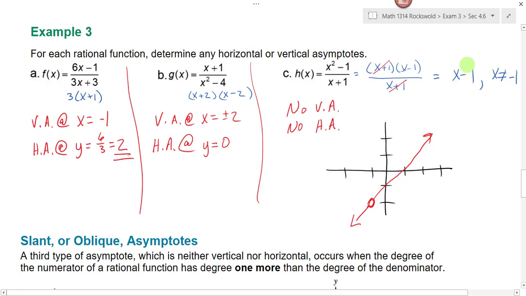So I graphed the linear function x minus 1 because that's my reduced fraction, and I just put a hole in that graph of that line y equals x minus 1 at the point x equals negative 1. Anytime you have a factor that cancels between the numerator and the denominator, that's where you have a hole in your graph. And your graph would be the reduced function.